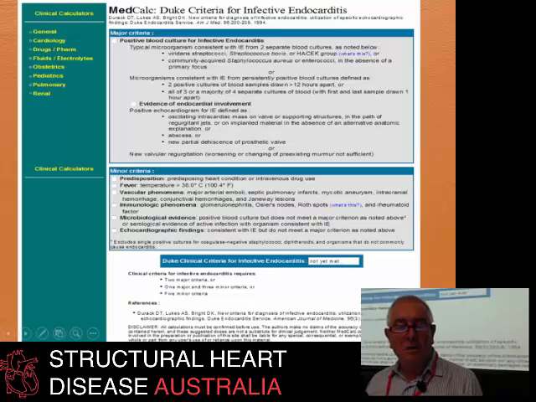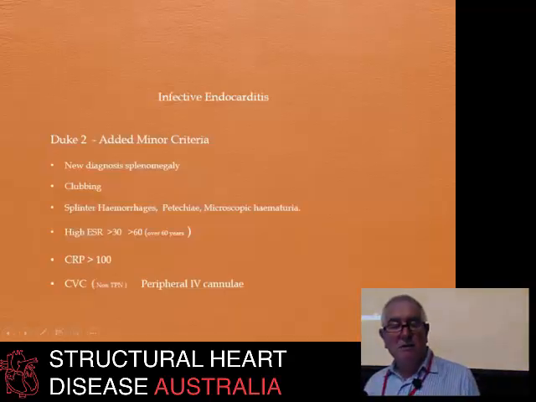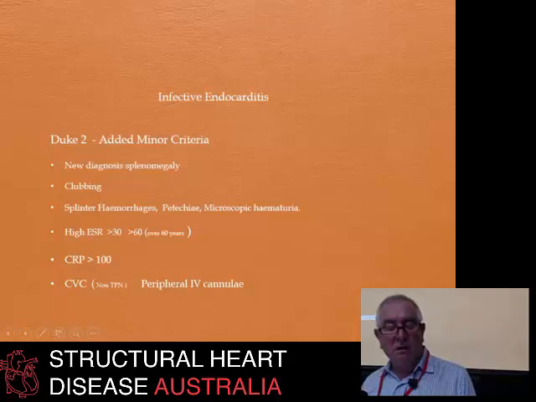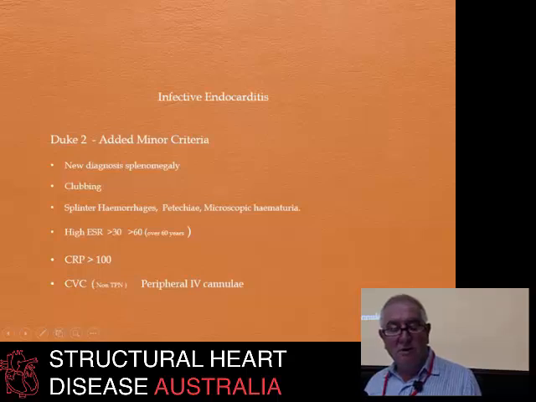There are then several minor criteria: predisposing conditions such as a heart condition with a prosthetic valve or intravenous drug use, fever, vascular phenomena of emboli, septic emboli to the lungs and to the arterial system, immunological phenomena, microbiological evidence, and echocardiographic findings that don't meet the original major criteria. And that's since been added to with additional minor criteria which include a CRP above 100, presence of a central line which isn't being used for TPN, and even peripheral cannulas.